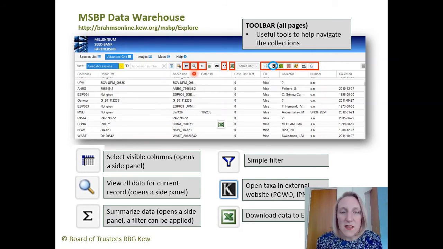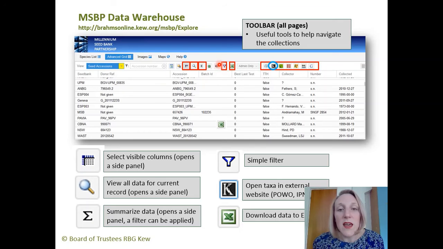The next option along, the little magnifying glass icon, is to view all data for the current record only, and again that will open in a panel on the right hand side of the screen. The next icon is to summarize data. So for example, if you wanted to see all families within the data that you've filtered on, typically this would be used for filtered data. You can see how many for each family you have.